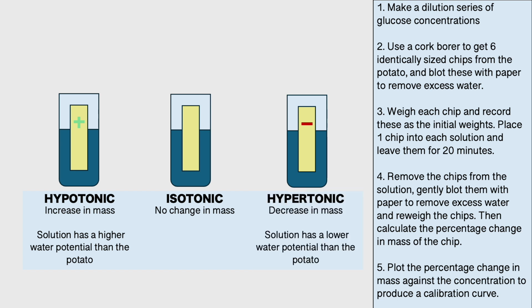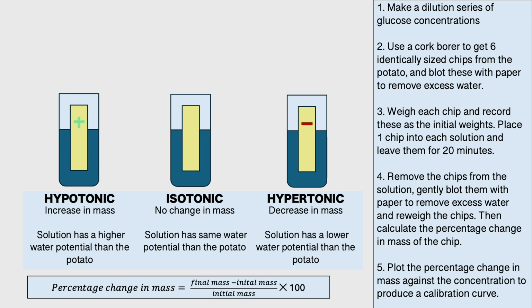If the potato is in a hypertonic solution, it will have decreased in mass because the solution has a lower water potential than the potato, so water moves via osmosis out of the potato. If the solution is isotonic, the potato will have no change in mass. We can calculate the percentage change in mass of the chip by doing the final mass minus the initial mass all over the initial mass multiplied by 100.